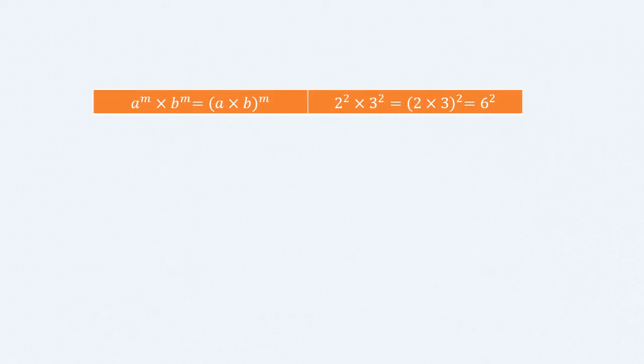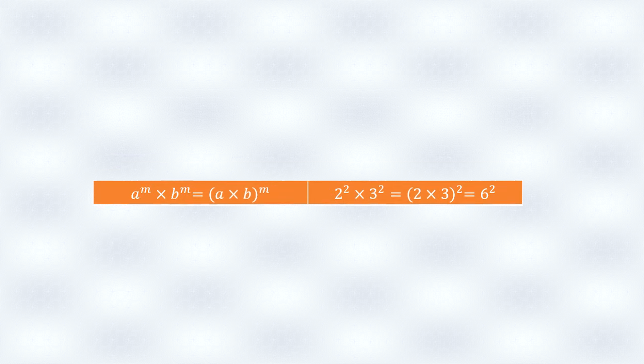The next rule, a to the power m multiplied by b to the power m also, this is equal to a times b all to the power m. So if you have 2 squared multiplied by 3 squared, this is equal to 2 times 3 all squared.